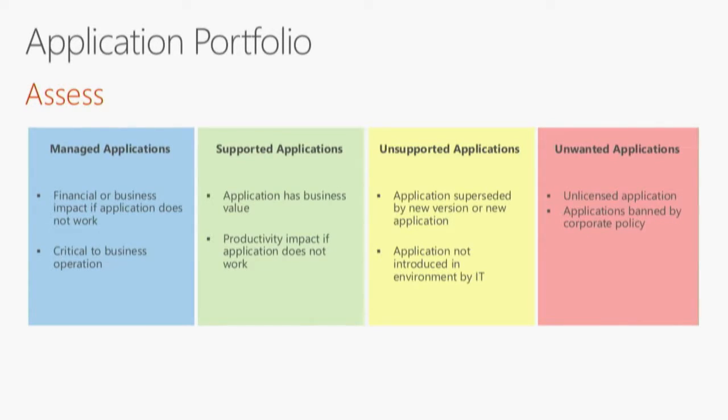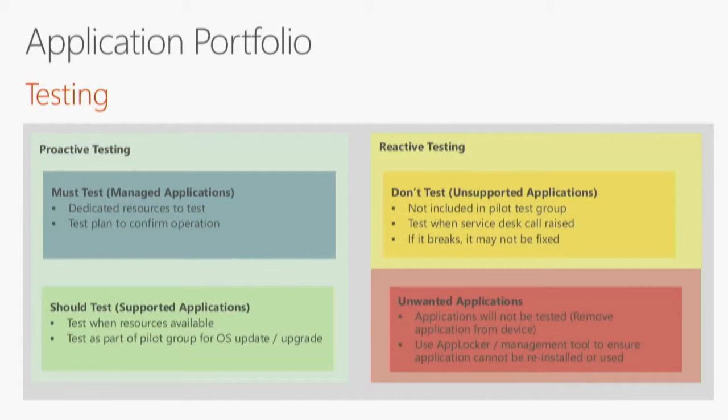Then you've got unwanted applications. It's either unlicensed, you know, the amount of people that use Google Earth in a business situation and aren't actually licensed for it. So it's an unlicensed application, or it's just banned by IT. You know, we don't use that. So you've got all your applications. First thing is to get them into these buckets. Based on the buckets, then we go, okay, how are we going to test them?